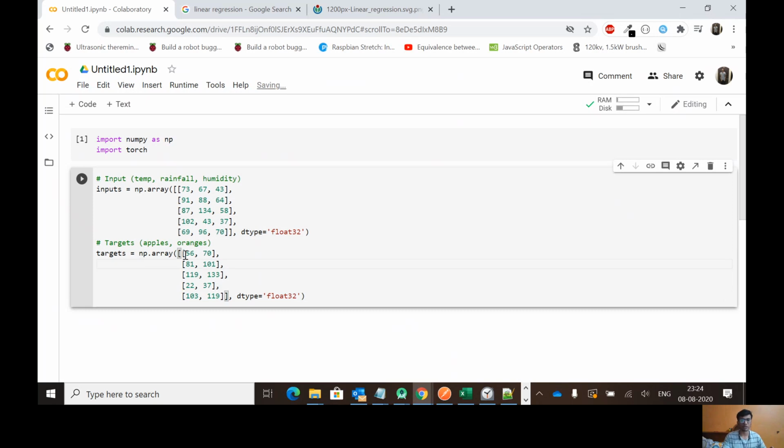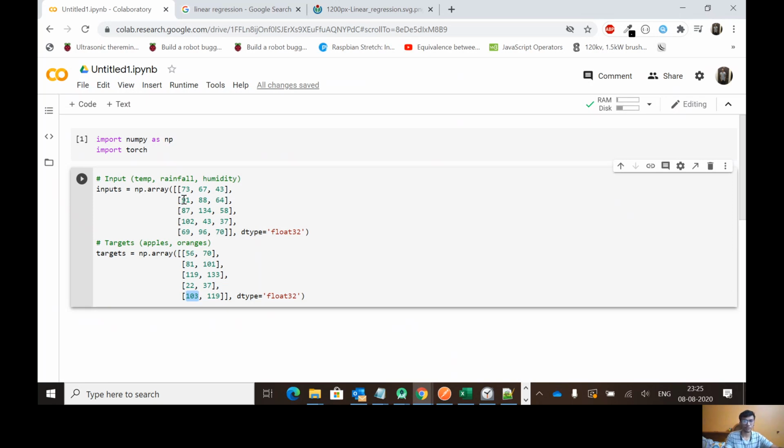So here we have one more matrix, but this time it has two columns. This stands for apples, and that stands for oranges. So 56 apples, 81 apples, 139 apples, 22 apples, 103 apples. Similarly, these are oranges. Now, what does this stand for?